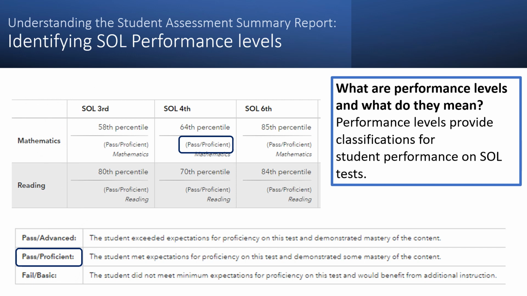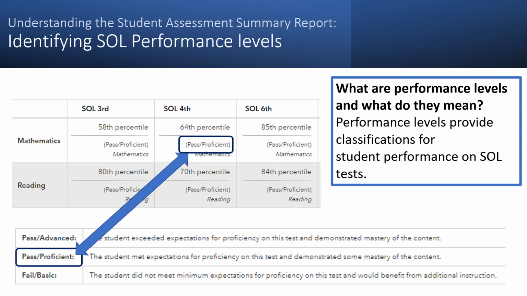The new information on the chart that was not represented in the line graph is your student's performance level. What do the performance levels mean? Students could have earned a Fail Basic, a Pass Proficient, or a Pass Advanced. Pass Advanced and Pass Proficient mean that the student met or exceeded expectations. Fail Basic means the student did not meet the minimum expectations for proficiency on the test and would benefit from additional instruction.